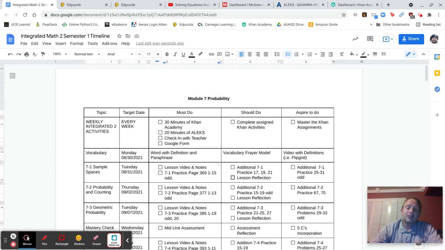Now, looking at this, you can see that there's several different categories. In the far left corner is our topic. Now, this topic tells what is the title of each activity, or lesson that we're going to be covering. The target date is when students should be completing it.